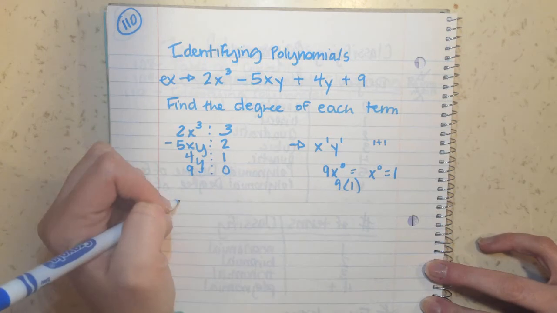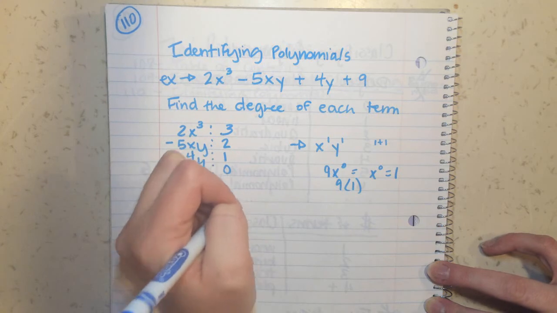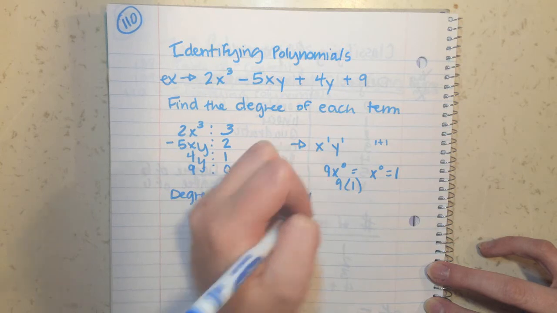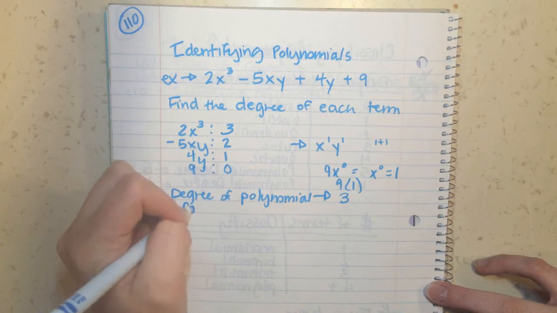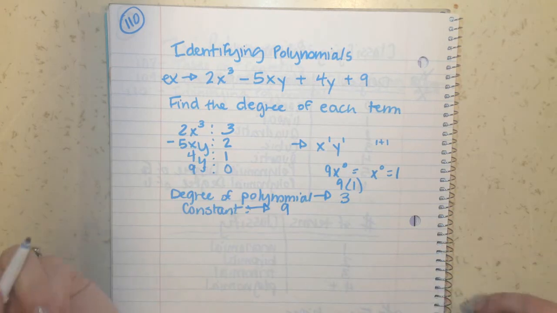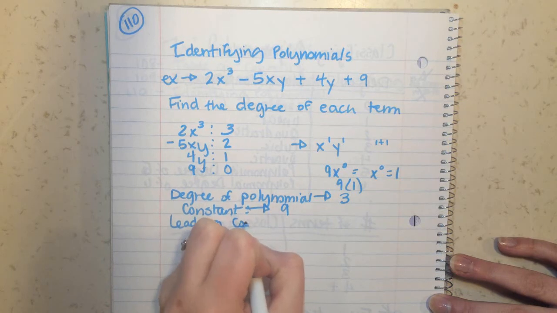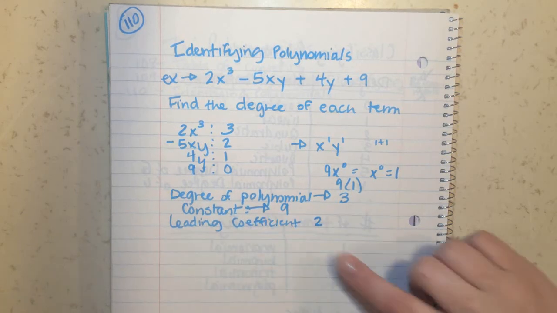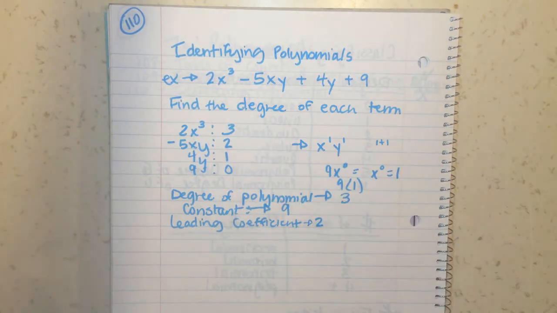Right? So what is the degree of the whole polynomial? Three. Our constant is 9, and our leading coefficient is 2, because it is the coefficient of the largest degree. Okay?